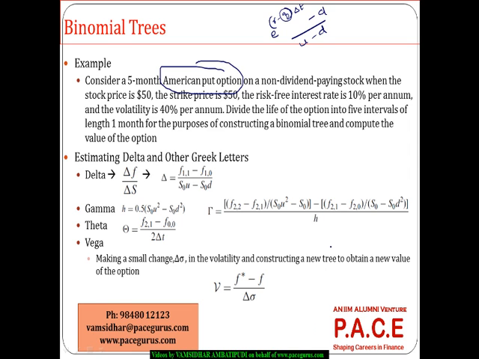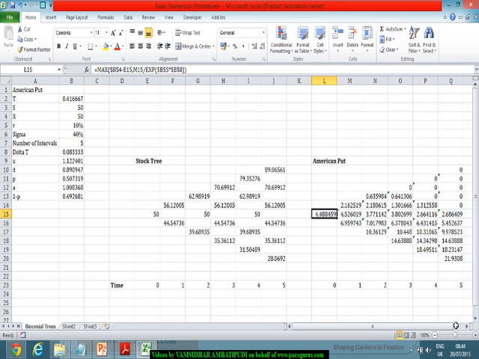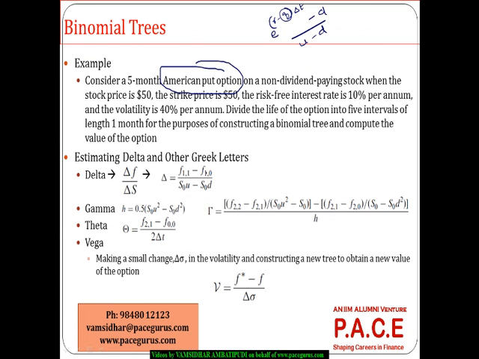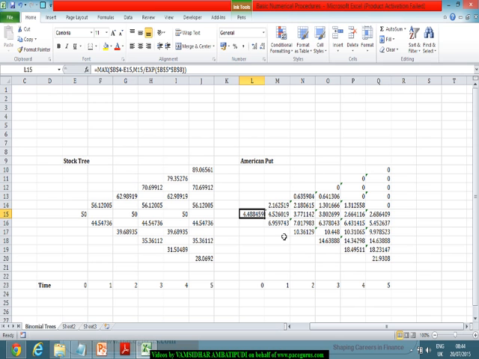And now with this same American put option in place, how can I compute the Greeks? First, if I want to look at delta, I know delta is nothing but the change in the price of the derivative divided by the change in the price of the underlying asset. So from this model, how do I compute F11 minus F10? This is the price of the derivative when the stock has gone up. This is the price of the derivative when the stock has gone down at time period 1.